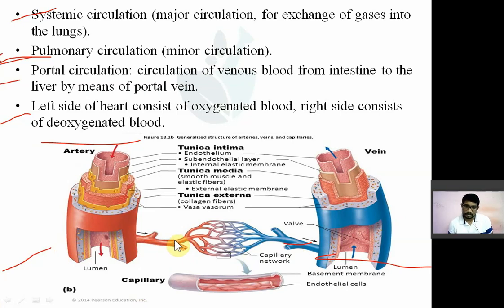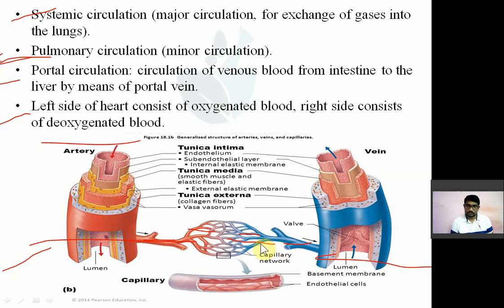Arterioles become smaller to form a capillary. Venules will form a capillary and they will unite with each other. So at the tissue level, or cellular level, arteries will supply oxygenated blood to the tissue and cells, and veins will take deoxygenated blood from the tissues.